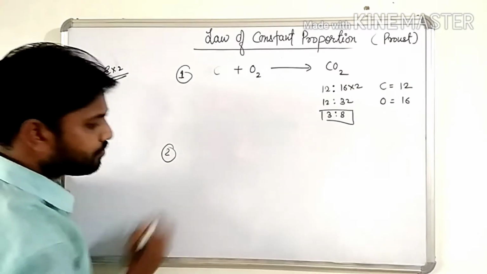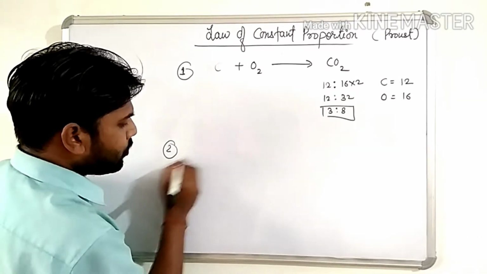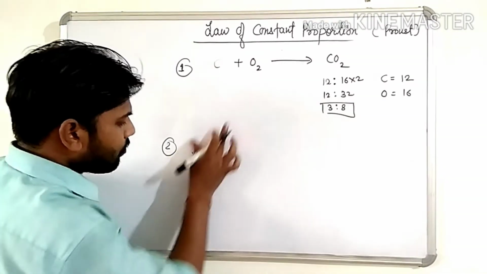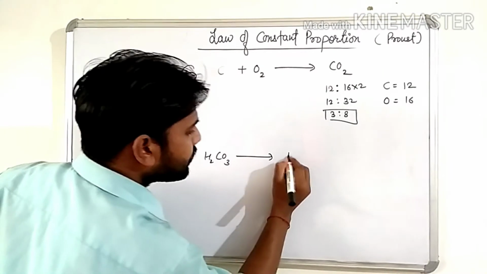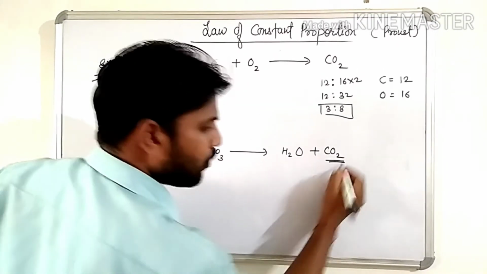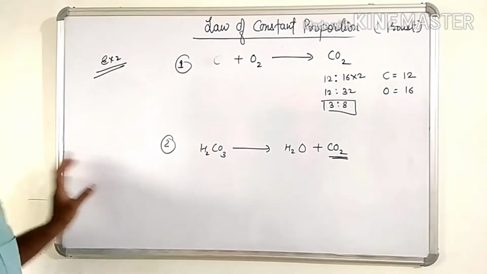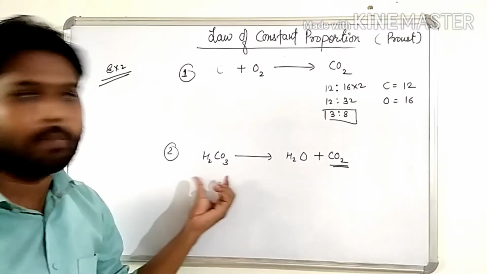Second method: when carbonic acid breaks down, it gives H2O and CO2. There is also a formation of carbon dioxide, but we have obtained this carbon dioxide from another method.